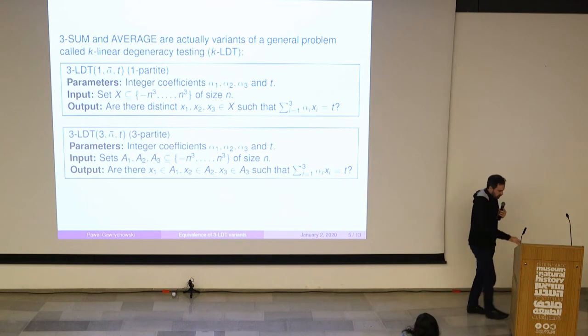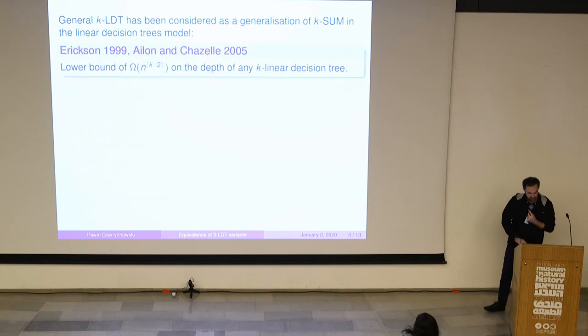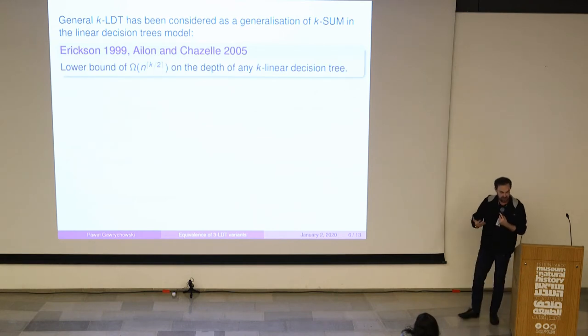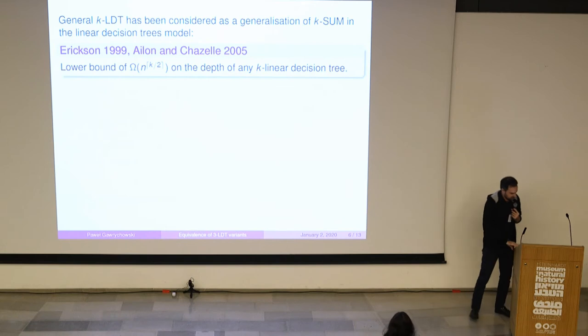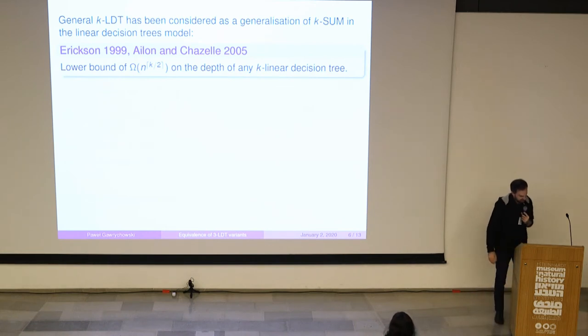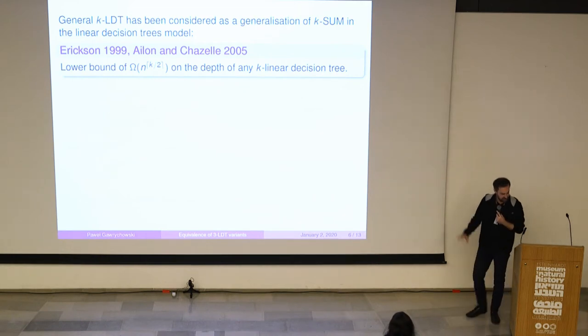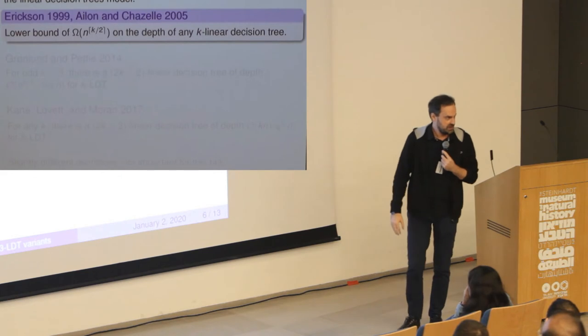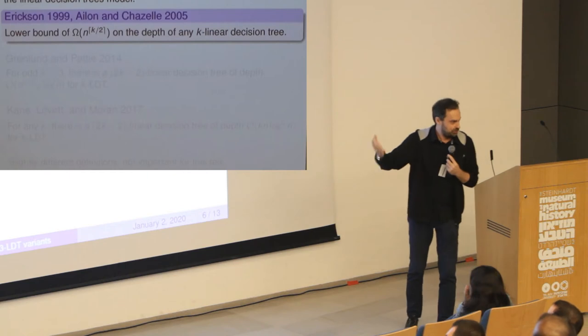Okay. So this LDT problem has been considered a lot in the linear decision trees model. Essentially, all the results about k-SUM in the linear decision trees model generalize to LDT. Sometimes it's simple, sometimes it's not simple. In particular, there is a result by Erickson, and then that's been improved by Ailon and Chazelle, that there is a lower bound on this problem in a special model of k-linear decision trees. And it's not so easy for k-SUM, and it's even harder for LDT, but it's doable.